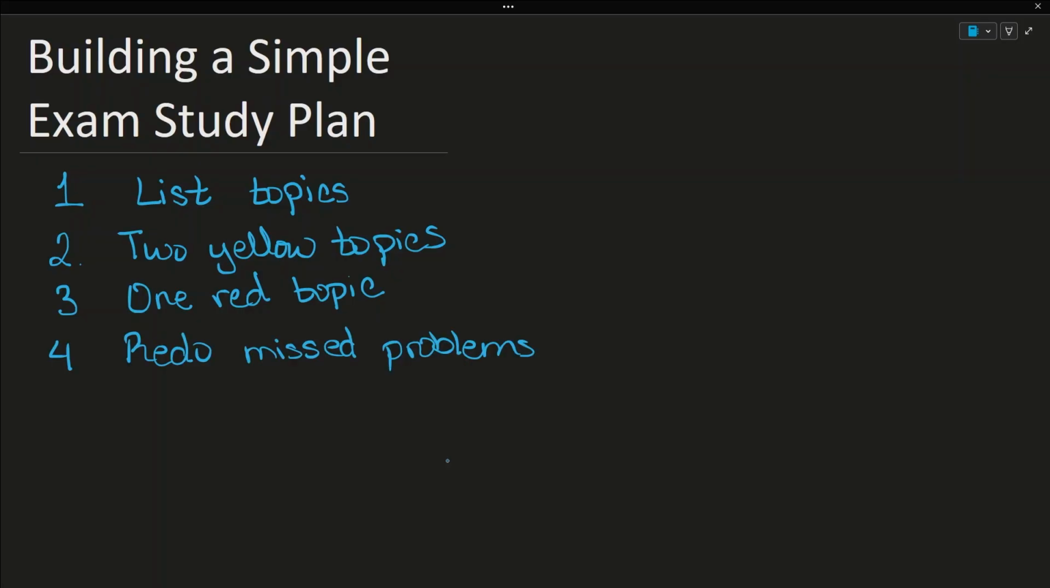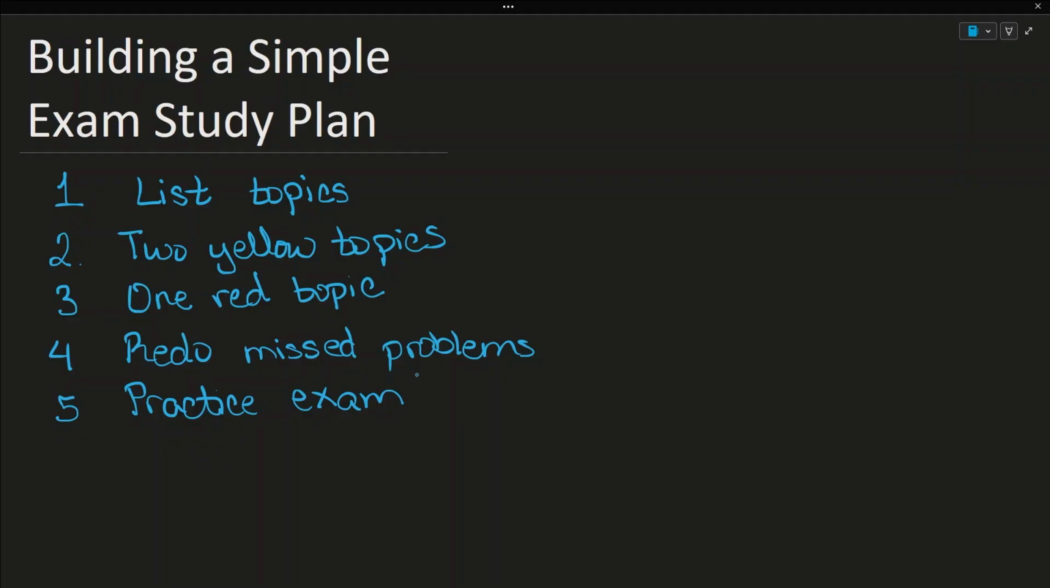On day 4, redo missed homework, quiz, or exam problems. Do not simply look at the correct answers. Work through the problems again from the beginning. On day 5, complete a short practice exam or mixed review without notes. Then check your results and review only the areas that still need attention.